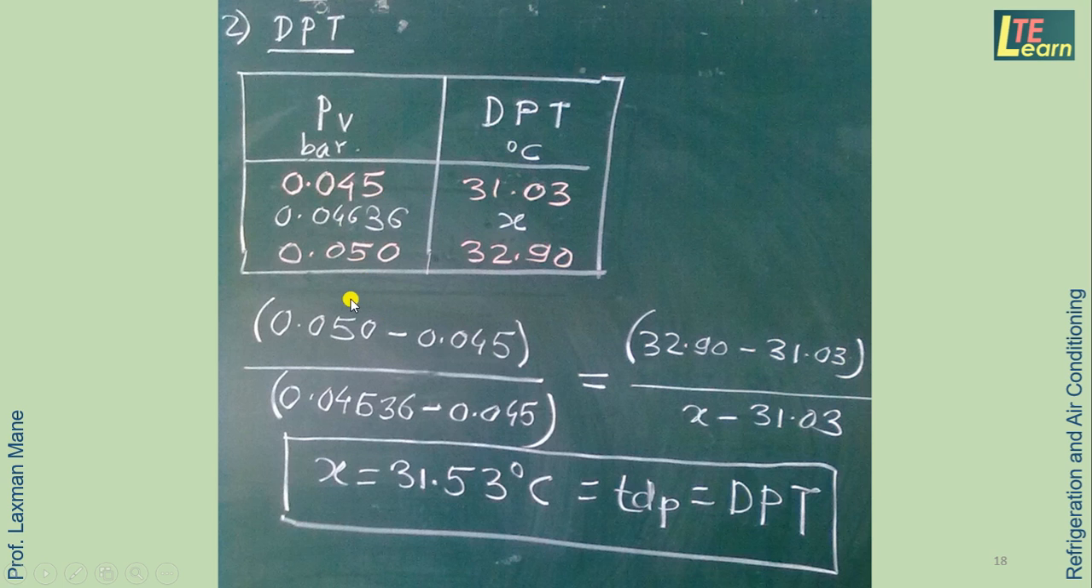Then we do interpolation here. So how to do interpolation? Let us see. Here we write the difference between these two values divided by the difference between this PV value and the higher value, is equal to the corresponding difference divided by the difference between these two. So by solving this equation we find the value of X, meaning the dew point temperature in degrees Celsius.